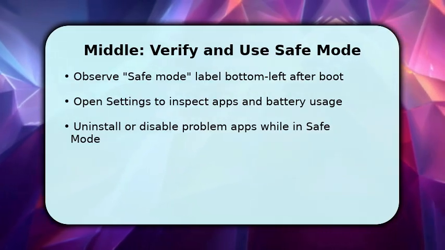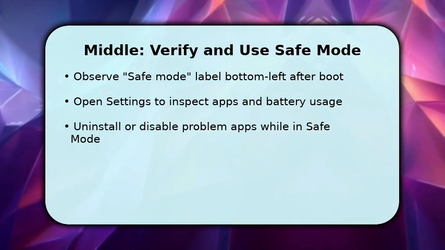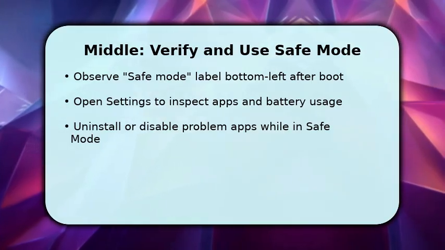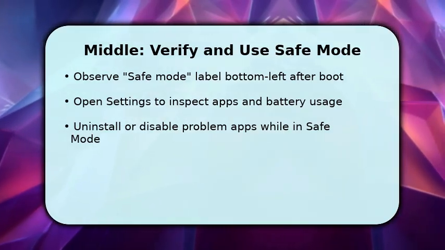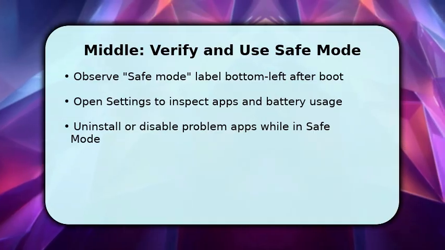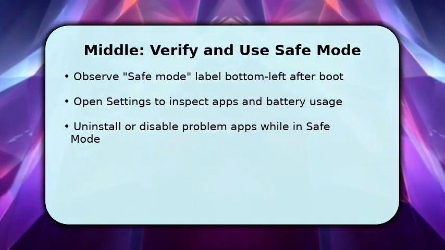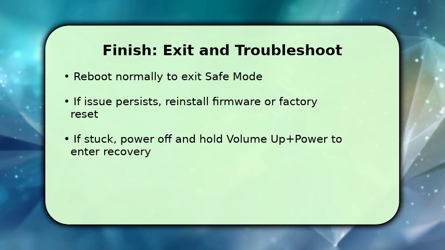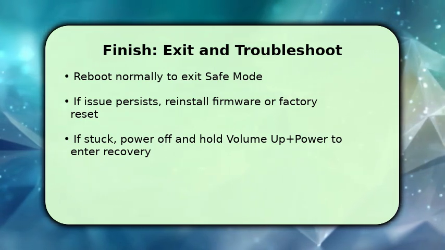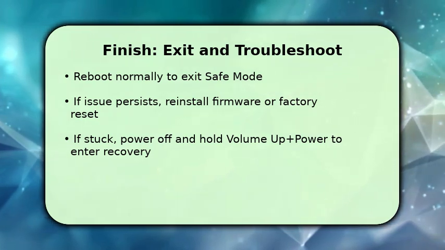Use short tests. Open suspect apps, check crashes, and uninstall or disable the problematic app while still in safe mode. Doing this prevents immediate restarts of crashing apps and helps you pinpoint the root cause. To finish, reboot the phone normally. A standard restart removes safe mode and restores third-party apps.